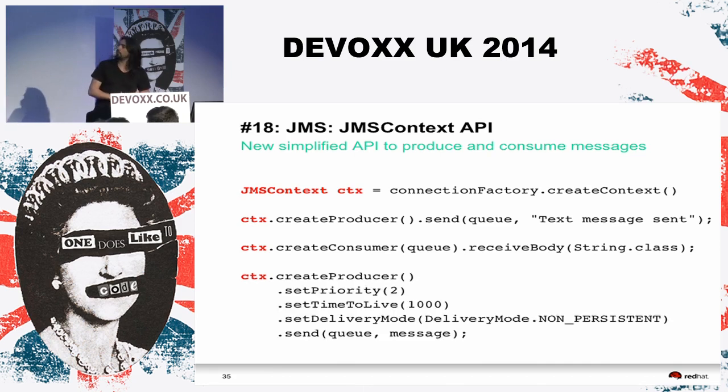This kind of fluent API can be used for several things. You can go .createProducer that's going to produce a message of priority 2. The message will have a time to live of 1,000. The delivery mode will be non-persistent. Bang, send the message to the queue in one line of code. So that's nice.